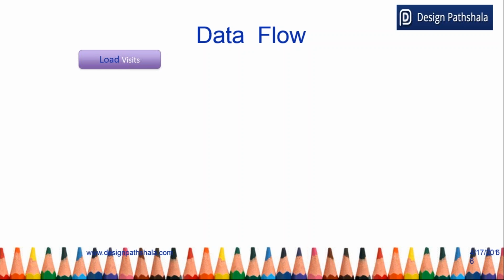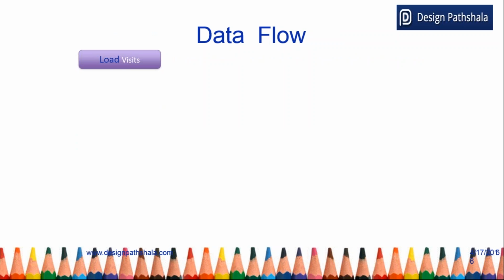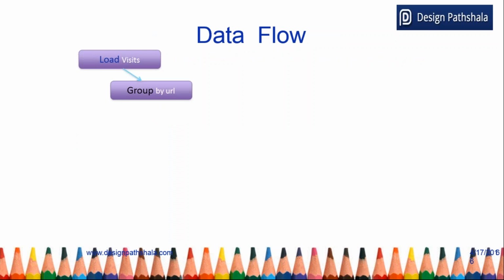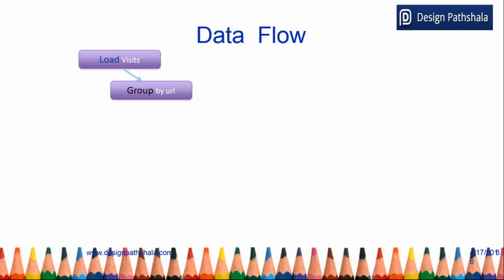So now if I have to do this in any language across the universe, I might be writing these steps. First, I'll be loading the visits page, that is this data set. Then I'll be grouping it by URL, this URL. Then for each URL, I'll generate the count. How many visits are there for this URL?